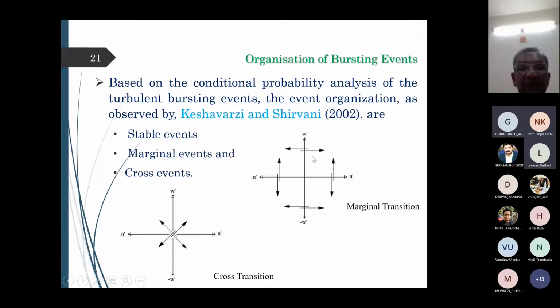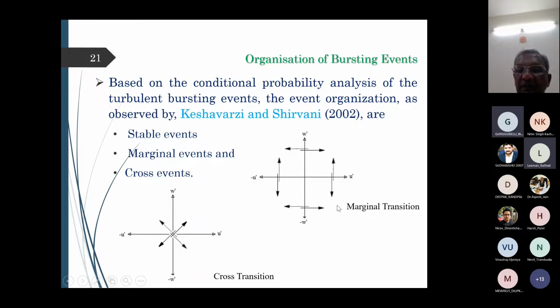So stable events means if the current signal is U prime, the next signal is also U prime. But supposing, for example, marginal events: in the previous time you are having the outward interaction, then subsequently you have this ejection event. So you have the outward interaction, then ejection. That is called marginal events, right? And similarly, if you have this movement from sweep events to outward interaction, or outward interaction to sweep events, that is called again marginal. So these are kind of marginal events.